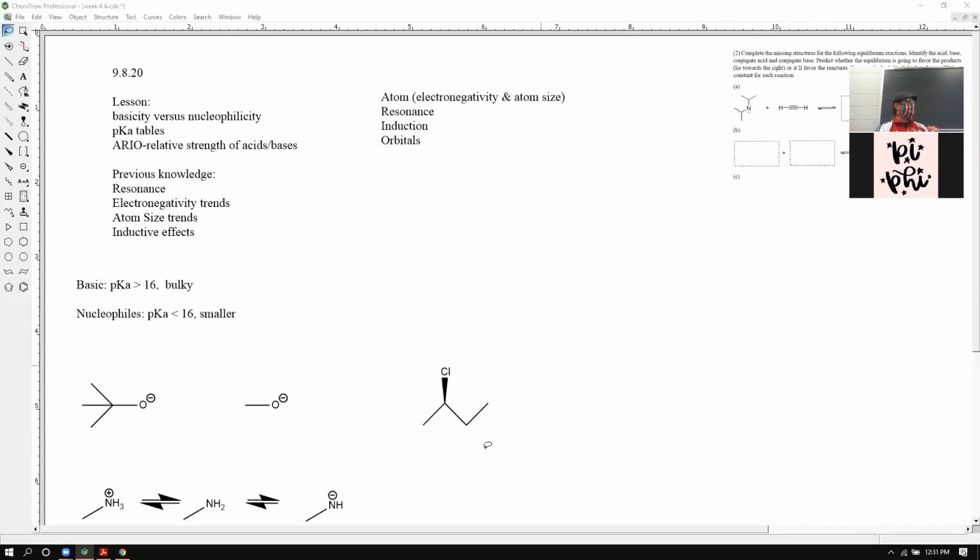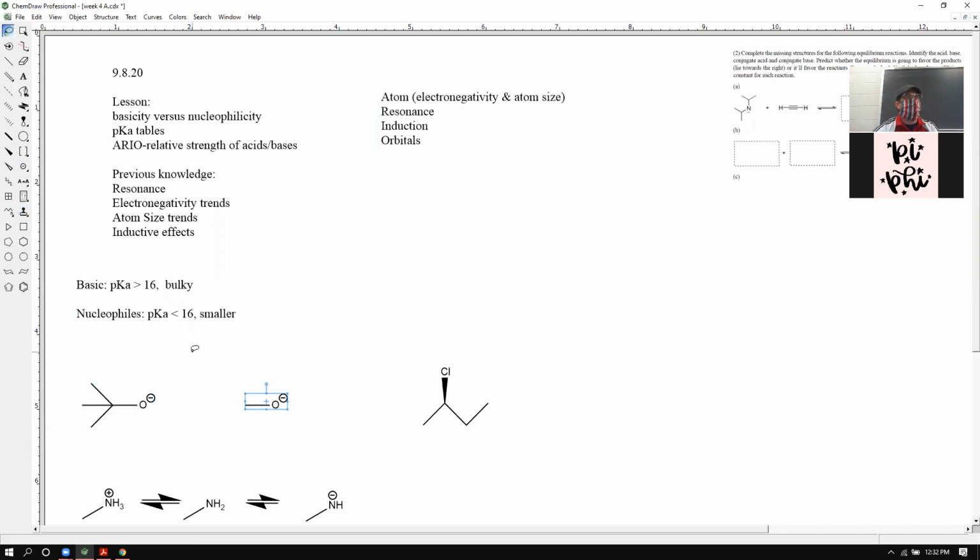Now, why am I spending the time going through this? That's something a little bit more lecture-based. I think it's important to note the difference between the two. There's a little bit of nuance here. Usually with a pKa of 16, you're talking about alcohols. So alcohols can act like an acid or a base. Based on these definitions, which one of these is more likely to act like a base and which one of these is more likely to act like a nucleophile?